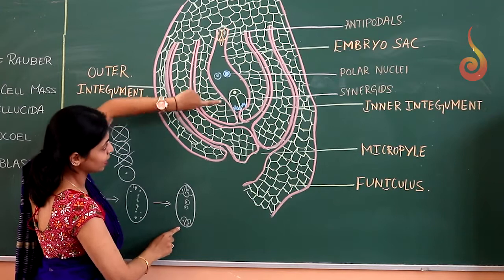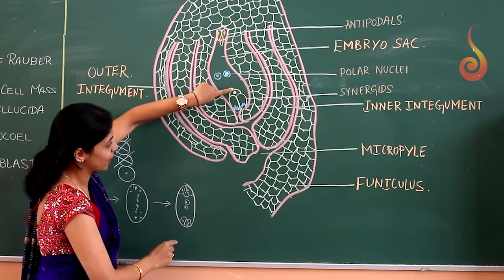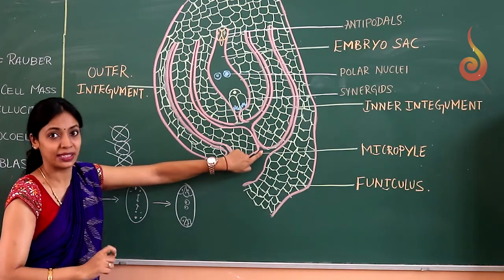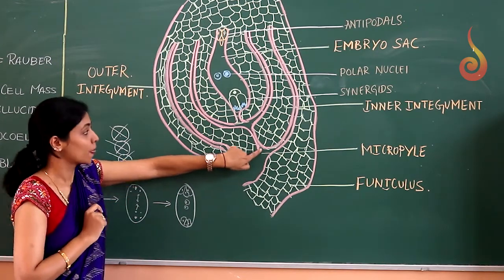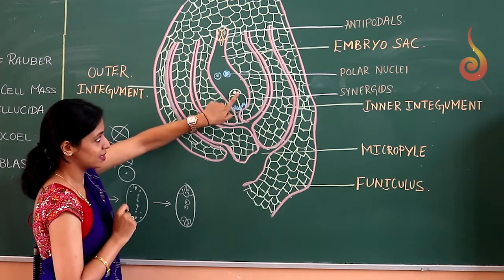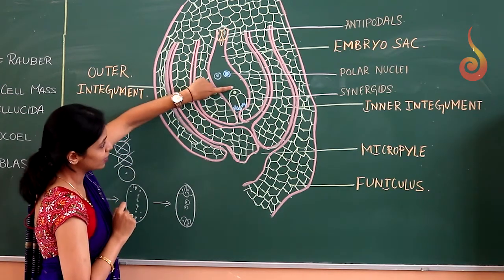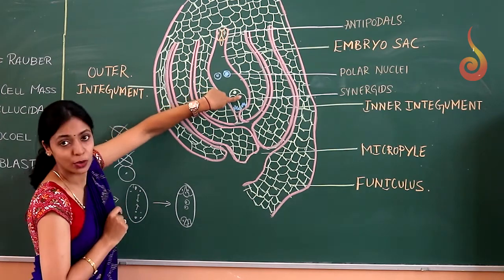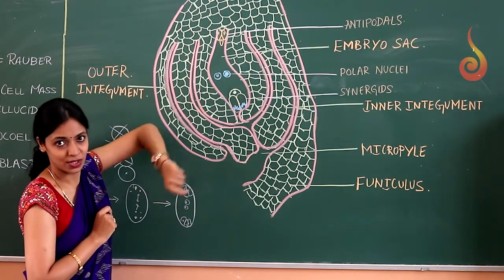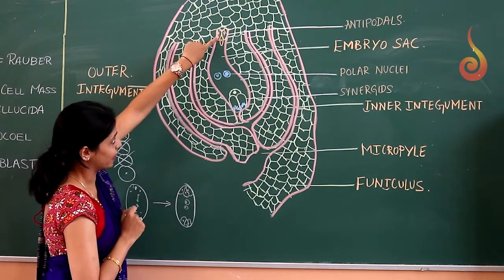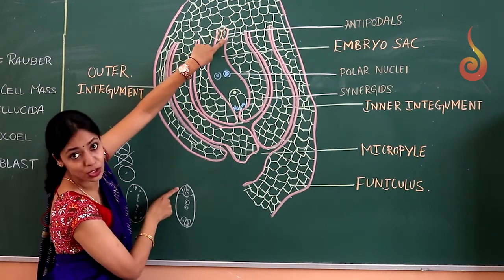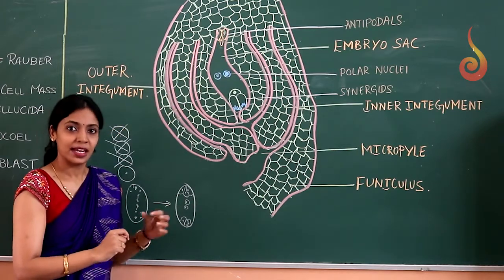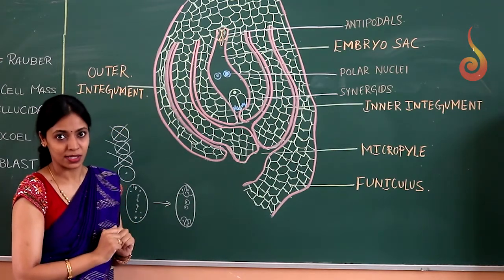In the embryo sac, the 3 cells that are present towards this micropyle constitute what we call the egg apparatus. The egg apparatus has 3 cells. The central cell here is called the egg cell. On either side of the egg cell, you can find 2 cells that are called the synergids. On the opposite end, here again you can find 3 cells. These 3 haploid cells are called the antipodals.